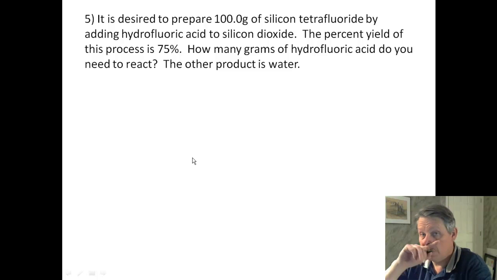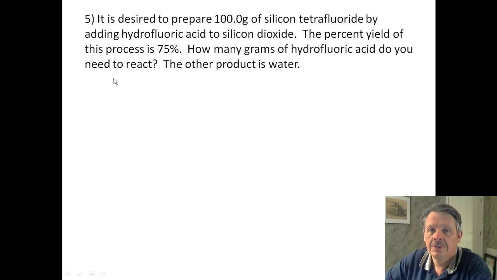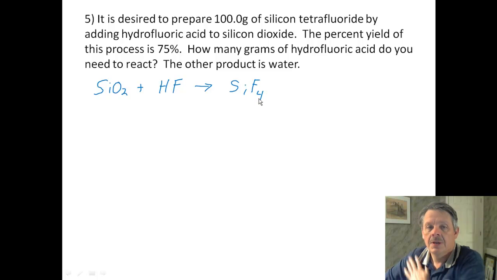So we're trying to prepare 100 grams of silicon tetrafluoride by adding hydrofluoric acid to silicon dioxide. So we have silicon dioxide, and we're adding hydrofluoric acid to it. That's HF. And it is supposed to be producing silicon tetrafluoride, SiF4(g). What do you think? Does this look like a double replacement reaction to you? Yep, because the other product is definitely water.